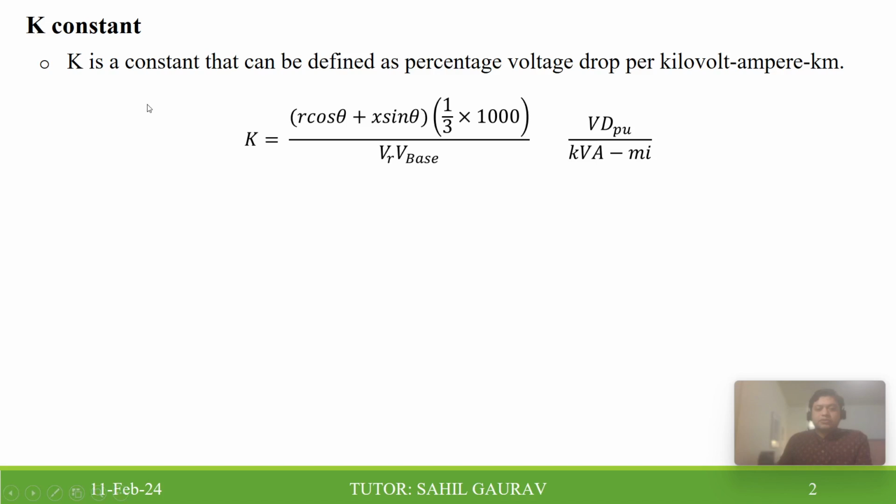So the first point is very important: we should know about the K constant. K is a constant that can be defined as a percentage voltage drop per kilovolt per ampere per kilometer. Here I have written down this expression. This is the K expression.